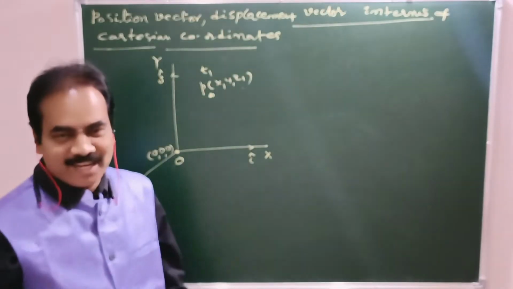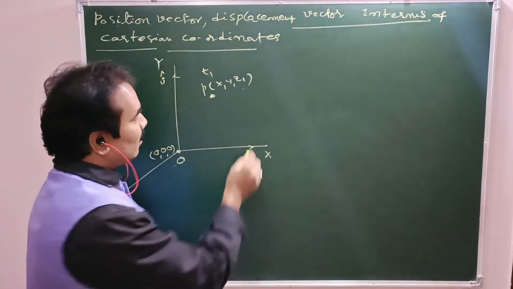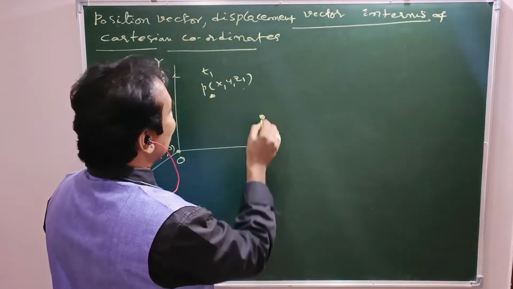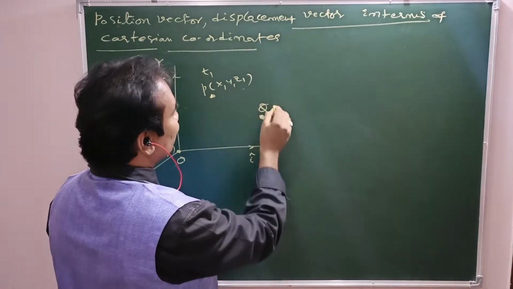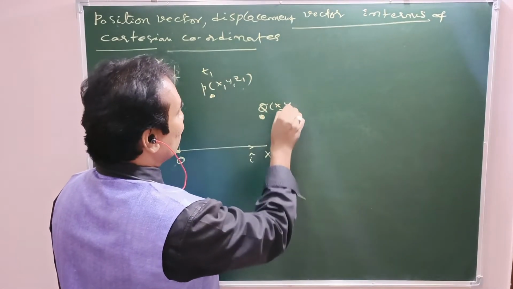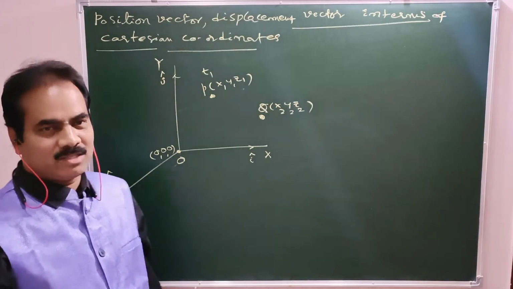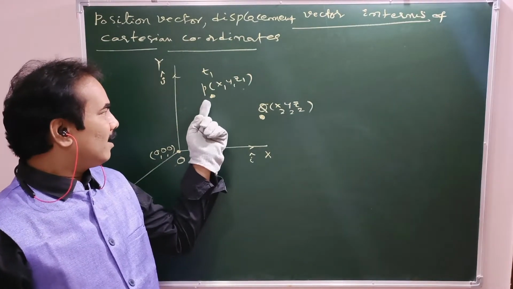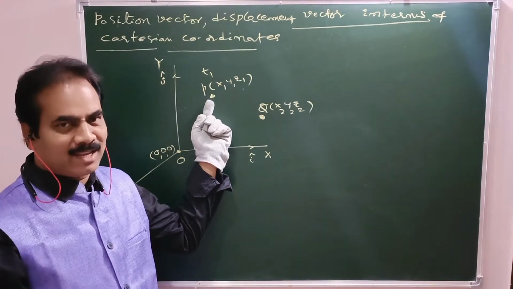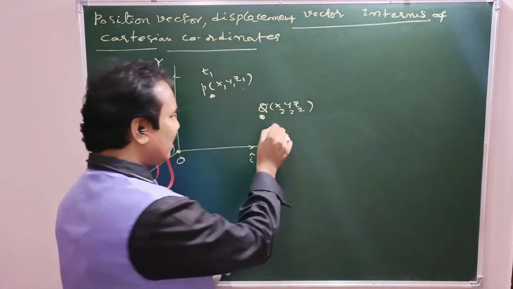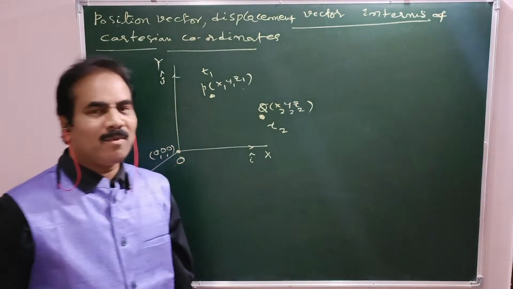At some other instant t2, the same particle is situated somewhere here at point Q with position coordinates x2, y2, z2. So at instant t1, P is the position of the particle, and at some other instant t2, Q is the position of the particle.